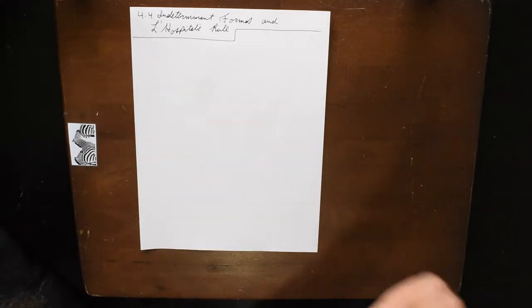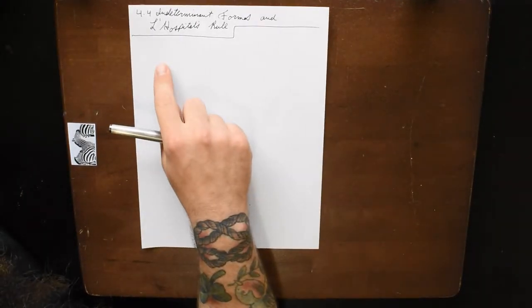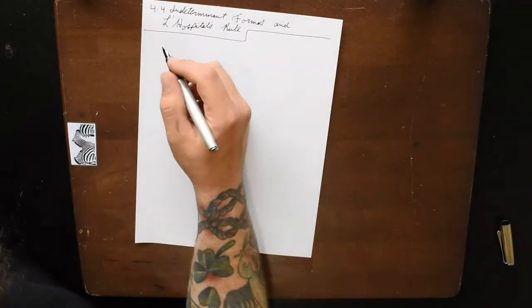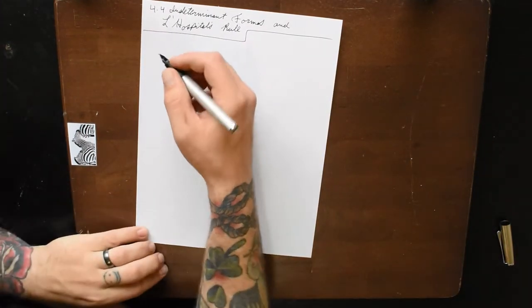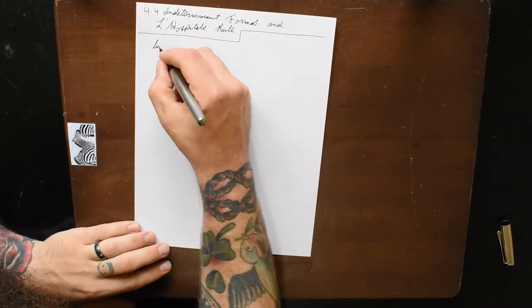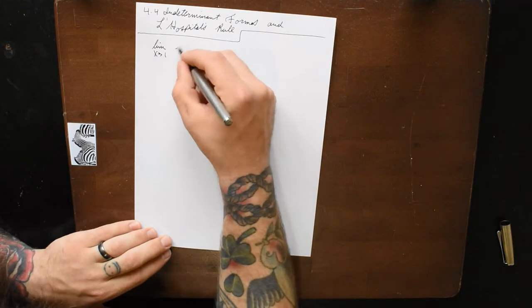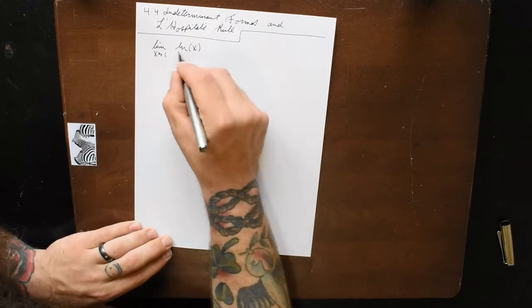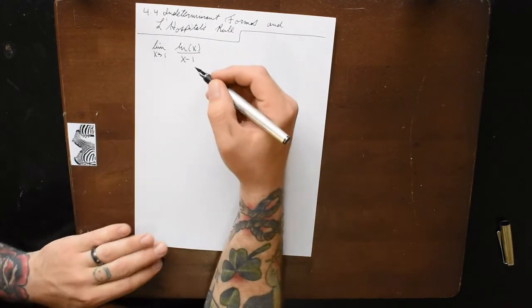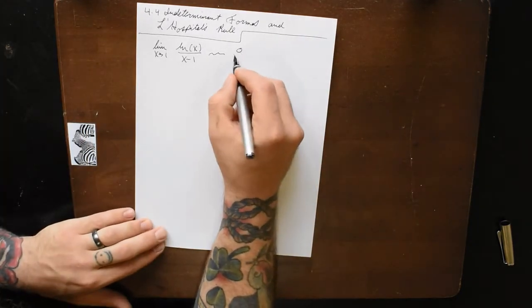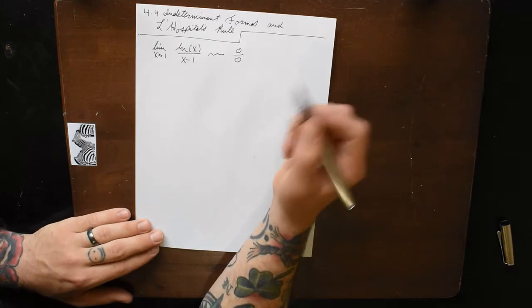Hey everyone, in this video we're going to go over section 4.4, indeterminate forms and L'Hopital's rule. Up until this point we actually don't have the ability to solve limits like this: the limit as x goes to 1 of the natural log of x divided by x minus 1. The issue we run into is that the numerator goes to 0 and the denominator also goes to 0.